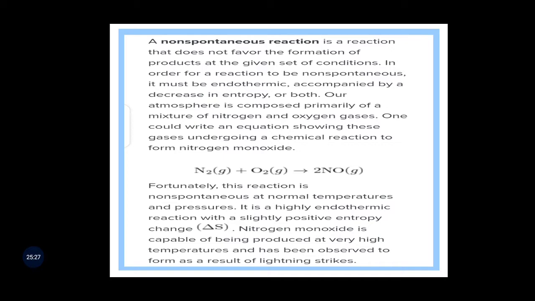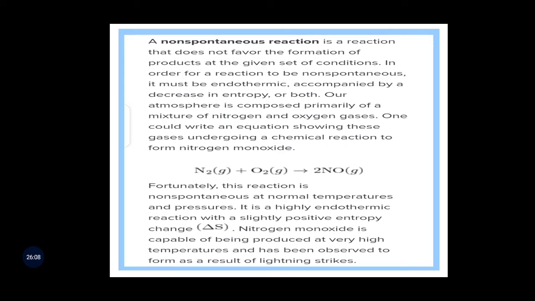Our atmosphere is composed primarily of a mixture of nitrogen and oxygen gases. One could write an equation showing these gases undergoing a chemical reaction to form nitrogen monoxide. That is your nitrogen reacting with oxygen to form nitrogen monoxide. Fortunately, this reaction is non-spontaneous at normal temperature and pressure. It is a highly endothermic reaction with a slightly positive entropy change.